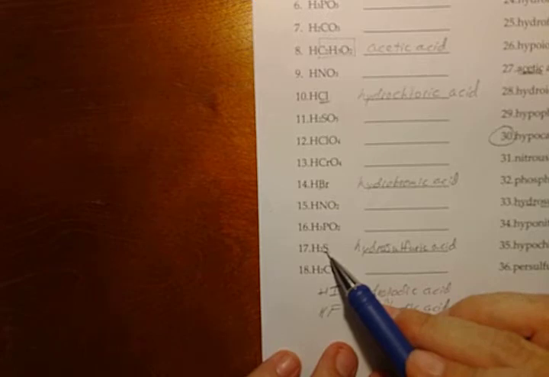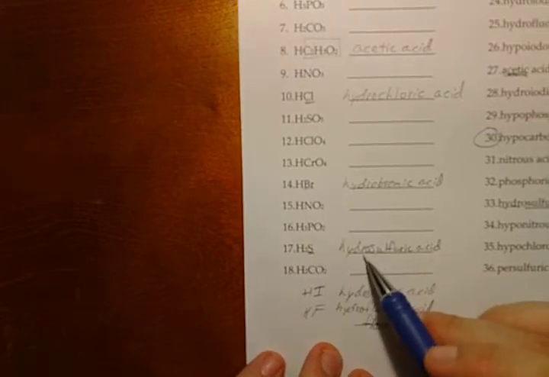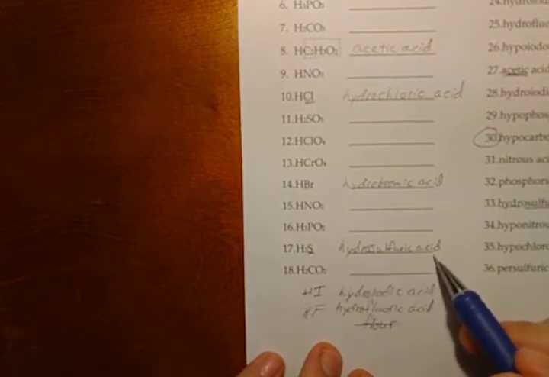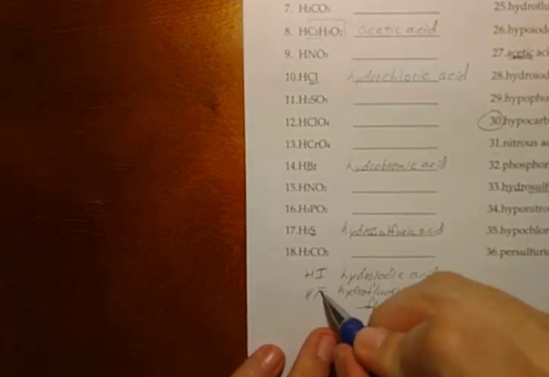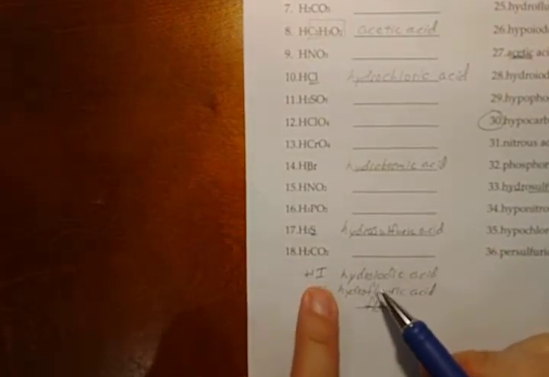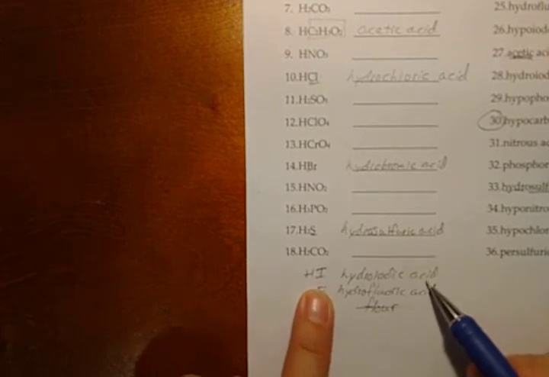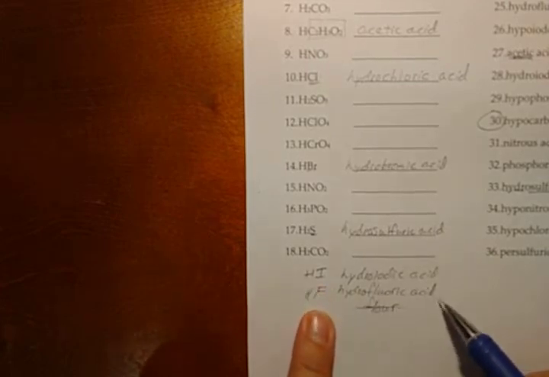Here's just one element, and that's sulfur. And with sulfur and phosphorus, the R sound comes back. So it's hydrosulfuric acid. And two more examples, real quick, would be, this is just iodine, so it's hydroiodic acid. And this is just fluorine, so it's hydrofluoric acid.